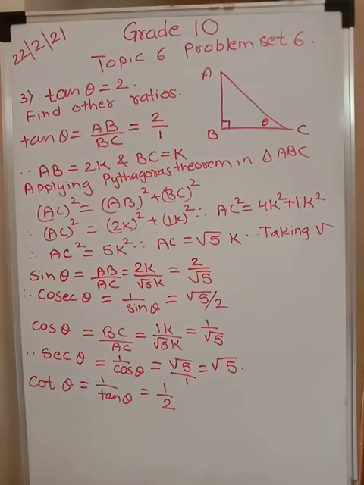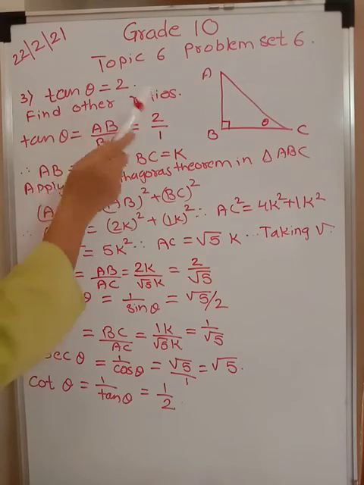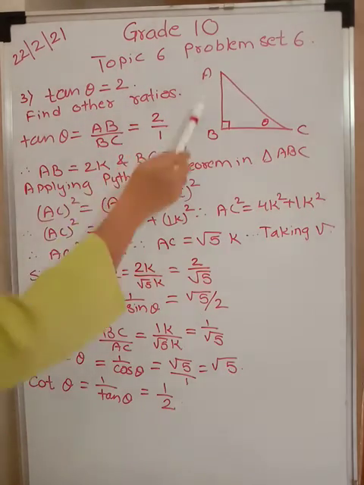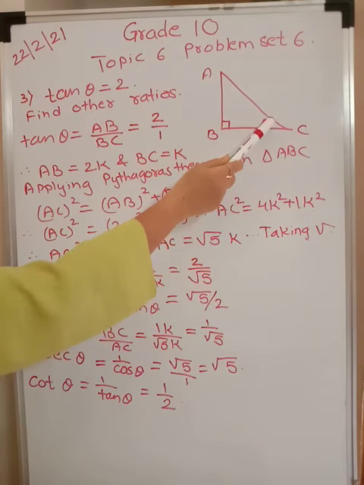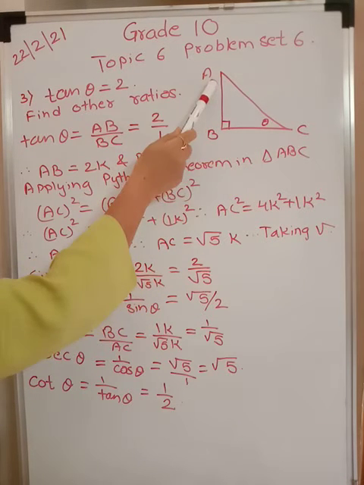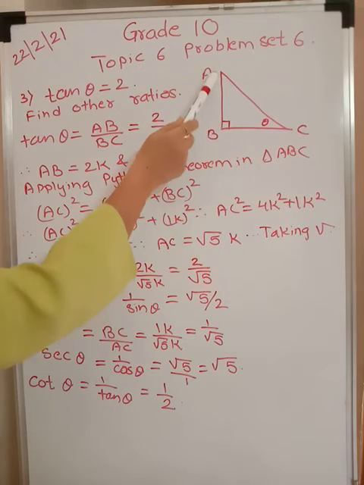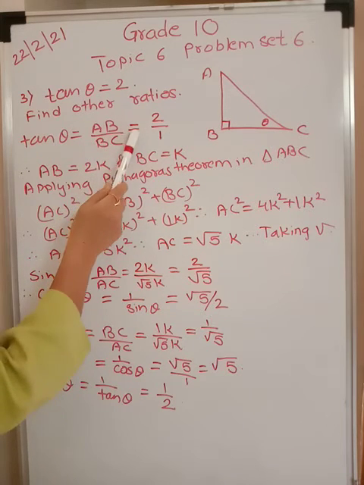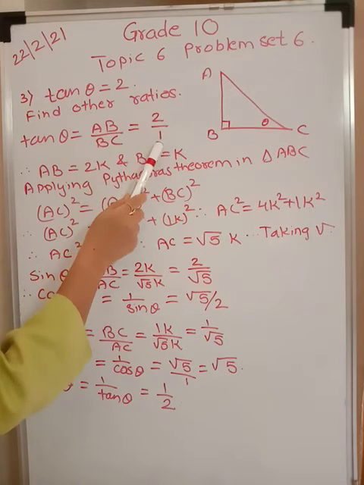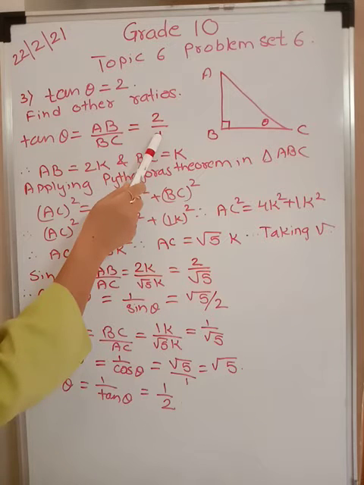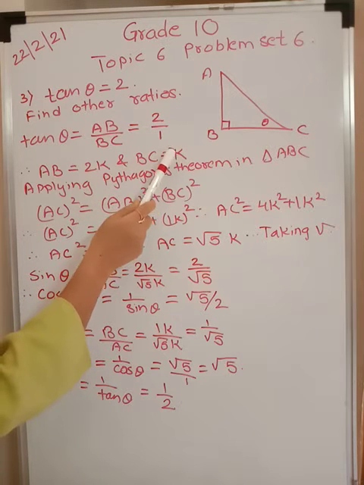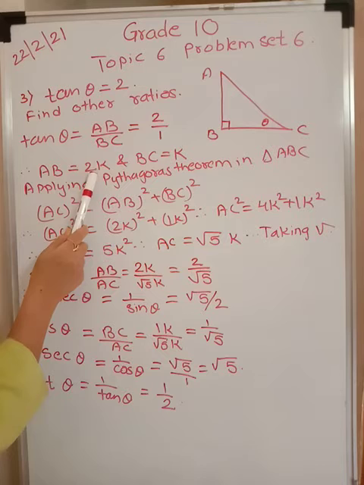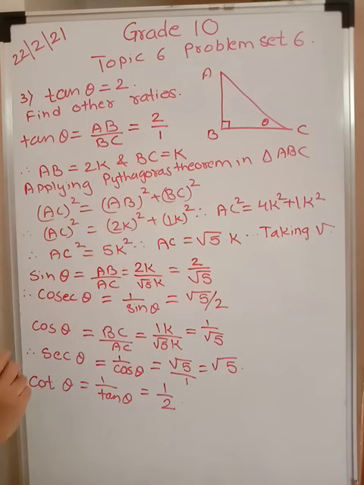Now let's go to the third question. They have given tan theta value as 2 and you have to find all the other ratios. This is a triangle, this is theta. Now tan theta means opposite side upon adjacent side. So it becomes AB upon BC, which is equal to 2. 2 means 2 upon 1. Alright. It is a ratio. So we have taken common factor as k and therefore side AB becomes 2k and BC becomes k.